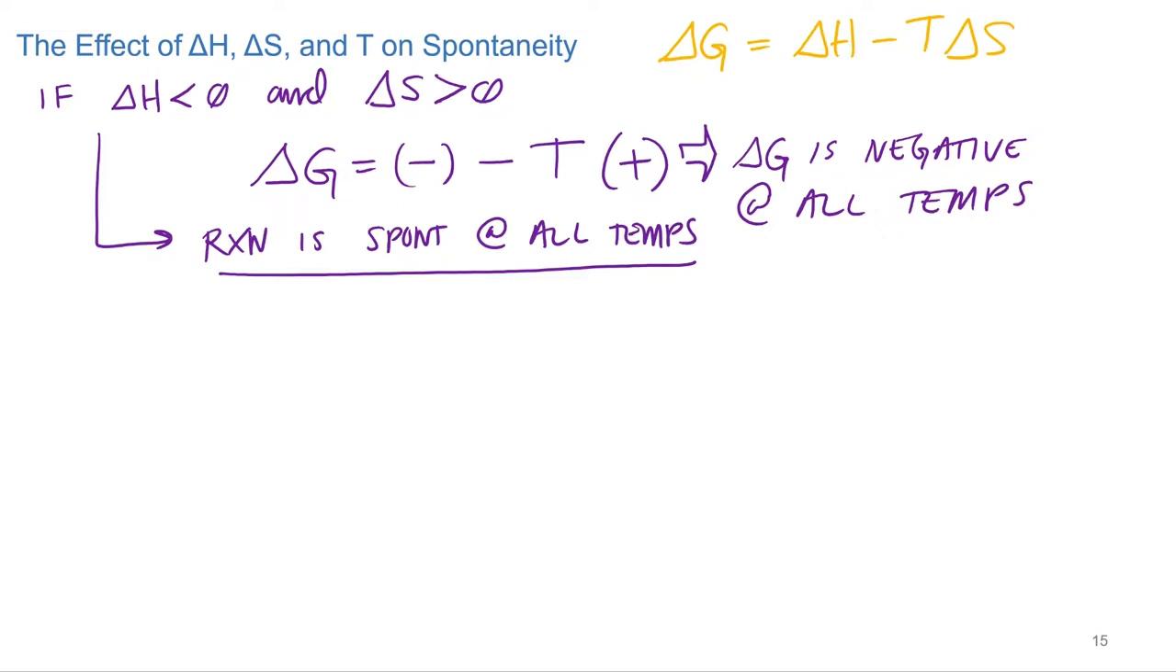And if you think about it, both of these were the two scenarios where the reaction tends to be spontaneous. If we're exothermic, that means we're going downhill in terms of potential energy, which tends to be spontaneous. If our delta S is positive, that means we're becoming more disordered, which is most likely to happen. So both of those happening cause the reaction to be spontaneous at all temperatures.